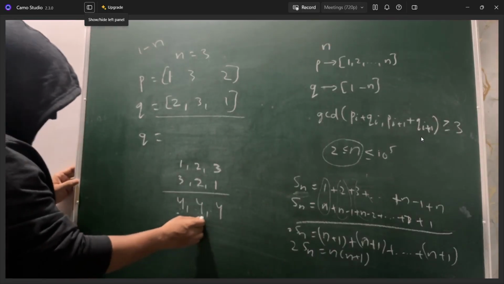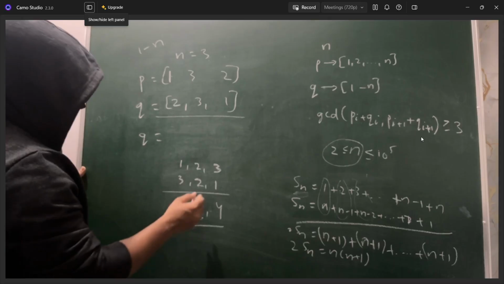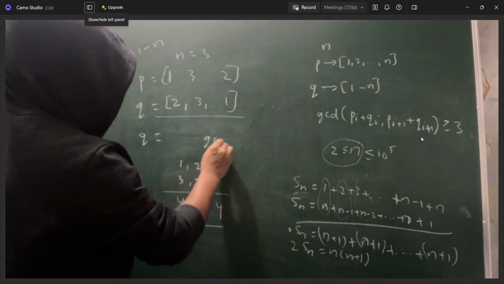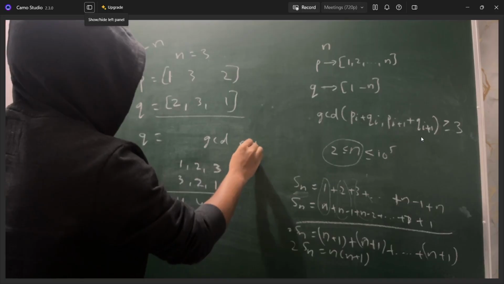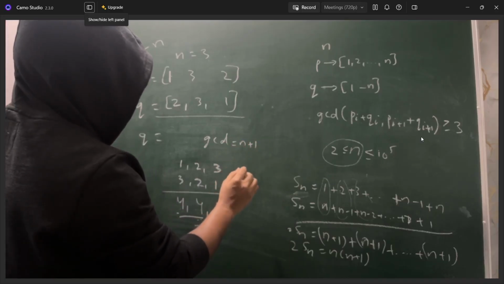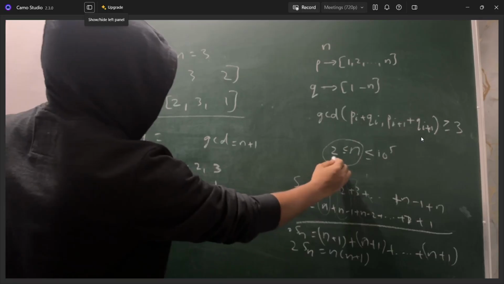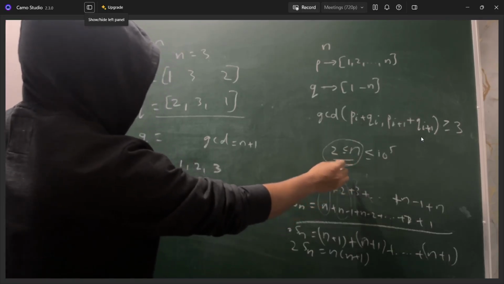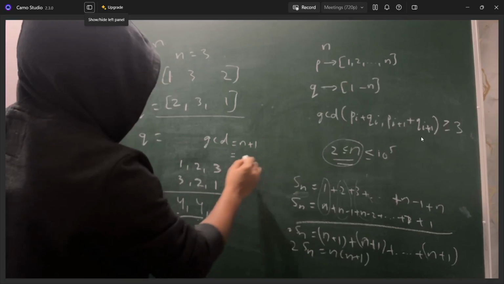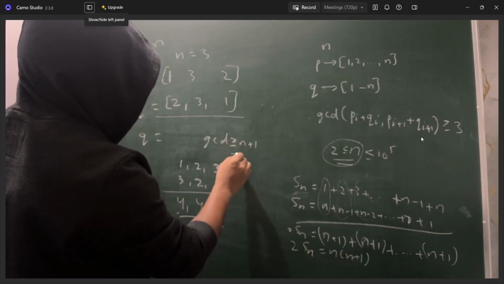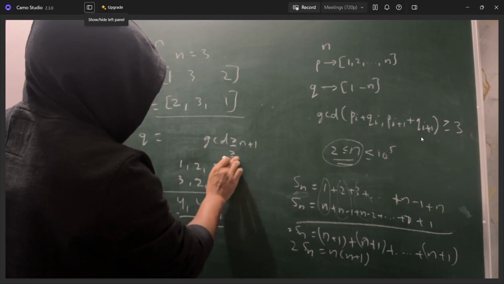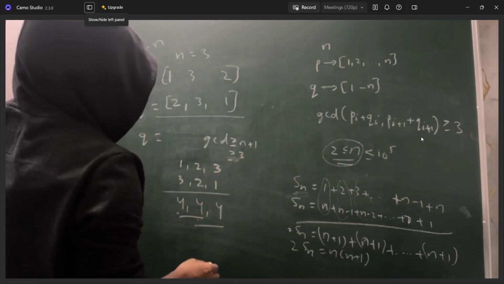And if you want to take GCD of adjacent elements, that will be n plus 1, right? Your GCD will be n plus 1. Always your GCD will be n plus 1. And as said in the question, your n is greater than or equal to 2, which means your GCD will be greater than or equal to, if you write 2 here, 3. So this will be satisfied.